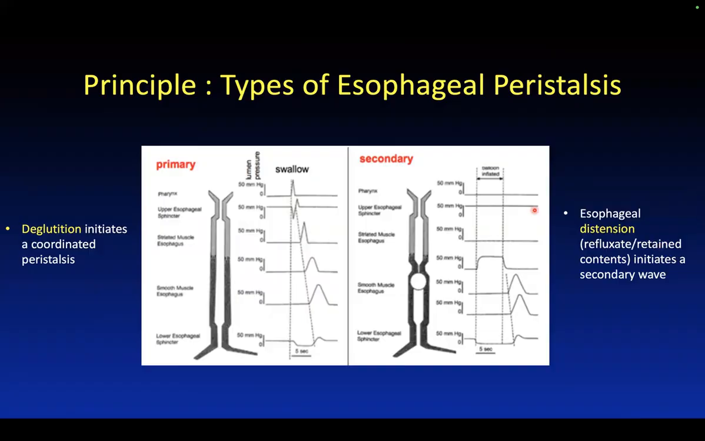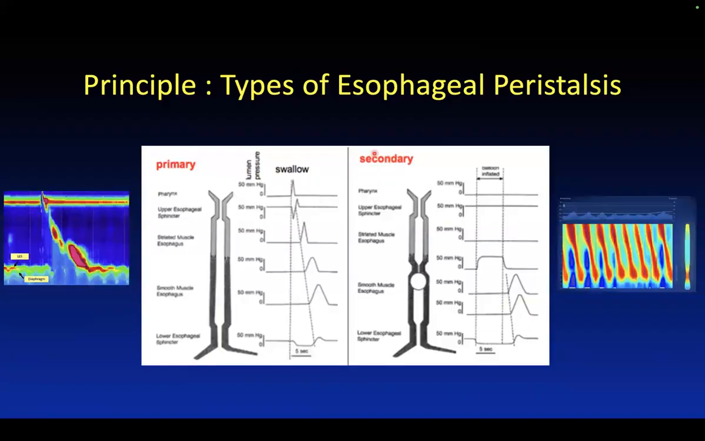But there is also an entity called secondary peristalsis. So what is secondary peristalsis? This is not initiated by the swallow, okay? But this is initiated by certain events like a reflux, or sometimes there are some retained contents in the esophageal lumen because the primary peristalsis has not been able to clear the contents out. So there is a mechanism in the esophagus which allows for a secondary peristaltic wave to be initiated, which then propels the bolus downwards. So important entities are reflux or retained contents which initiate a secondary wave of peristalsis, and this is called secondary peristalsis and not the primary peristalsis.